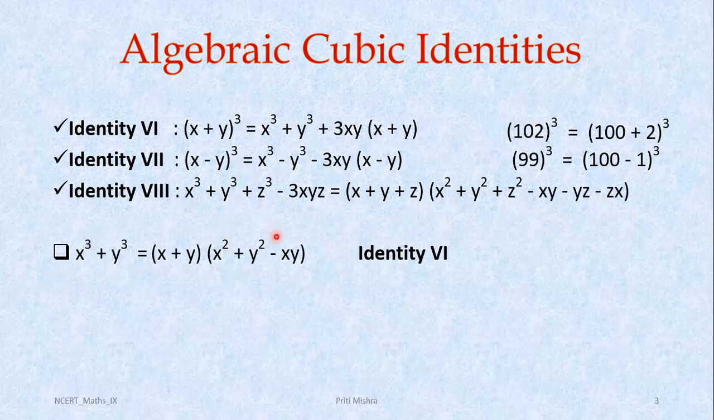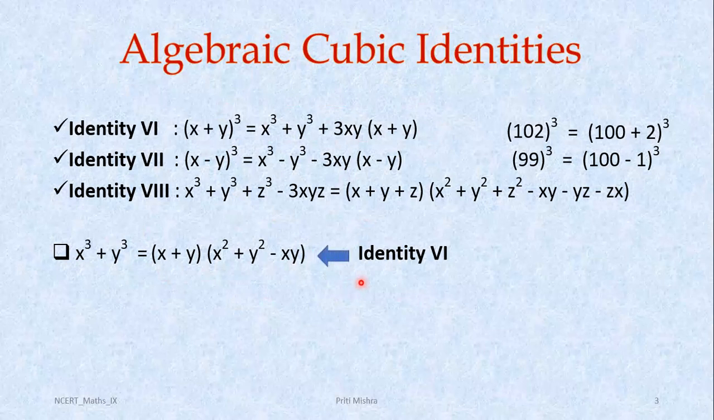Next, I am going to tell you another identity, which is an extension of identity number 6: x cube plus y cube is equal to (x + y) into (x square plus y square minus xy). How can you find this from identity number 6? You just need to transfer the term 3xy into (x + y) to the left hand side. Then you will remain on the right hand side with x cube plus y cube. Clear? This will give us the resultant (x + y) into (x square plus y square minus xy). So this is another form of identity number 6.